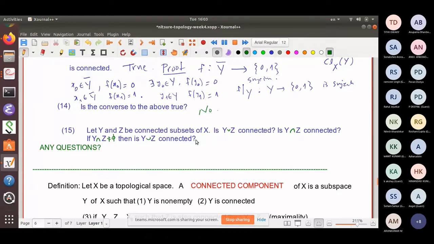What do you think? If Y and Z are connected subsets, then is the union connected? No, sir, because they may be far away. But suppose they also intersect, suppose the intersection is non-empty. Y and Z are connected subsets and the intersection is non-empty. Then is the union connected? Yes, correct.